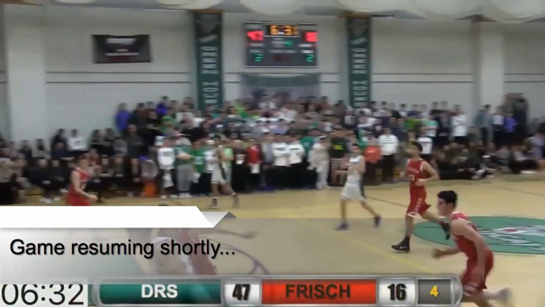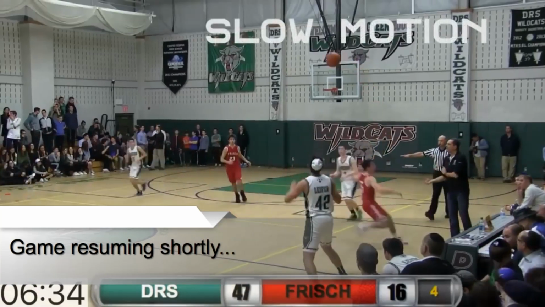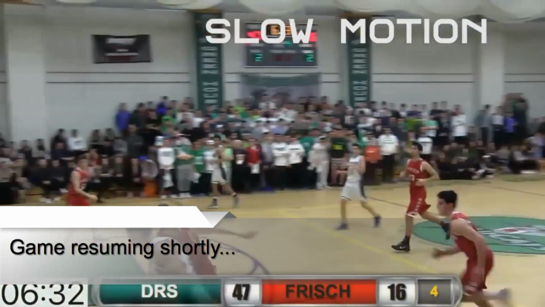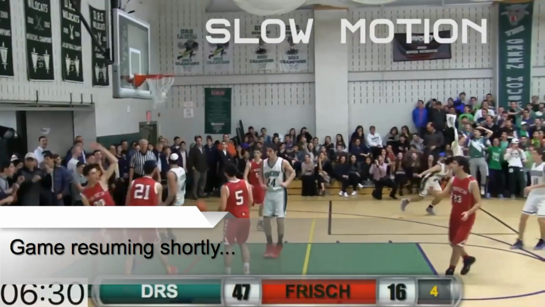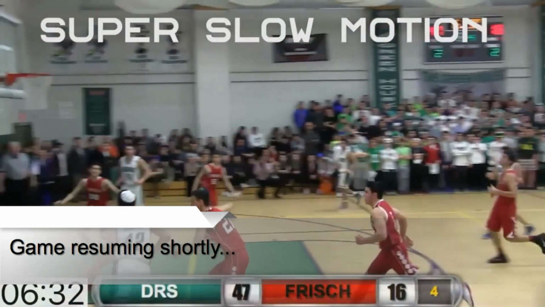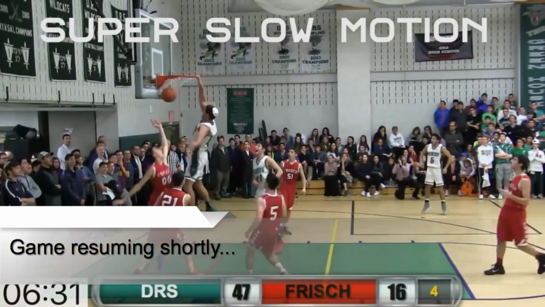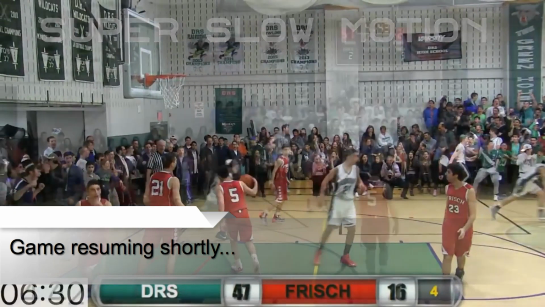Lightfoot gets the ball again. He's going to go straight to the hoop. Oh! And he jams it! He puts it down! That may be the best play in human history! Oh boy! The crowd is going nuts! Did you see that? I don't think we just saw that! And Frisch is celebrating!